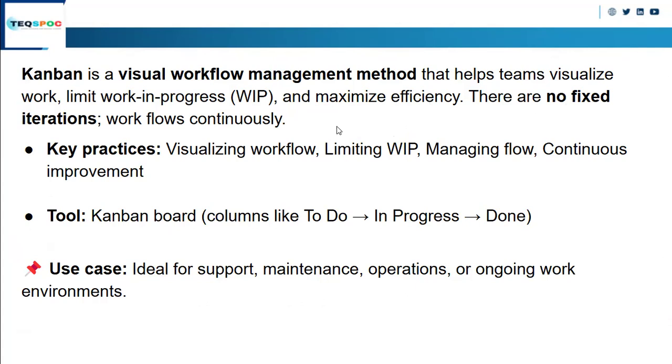There are no fixed iterations. So in Kanban, there is basically no iteration. In Scrum, we have the sprint or iteration, but in Kanban, we have no iteration. And here continuous incremental delivery will be done in Kanban.